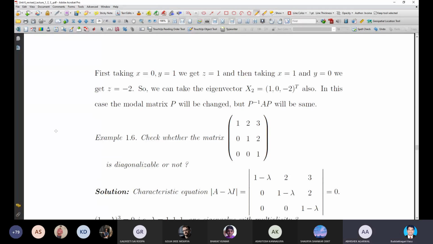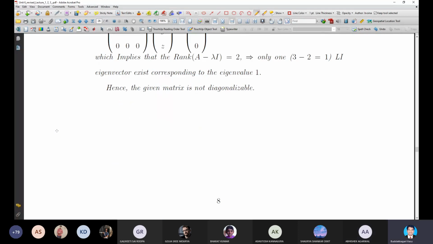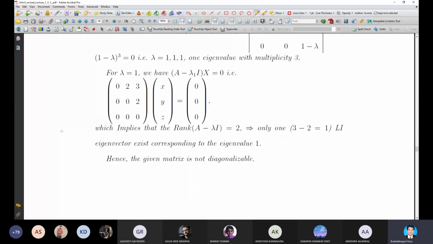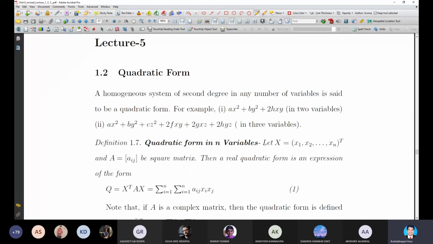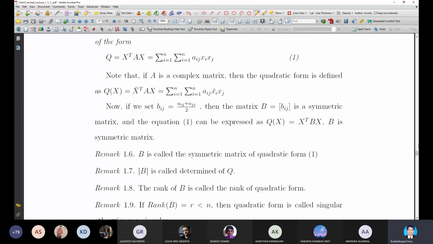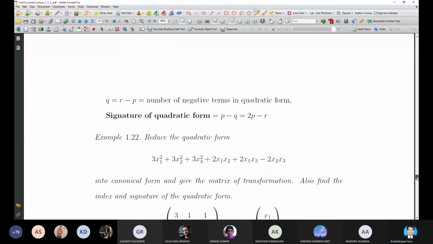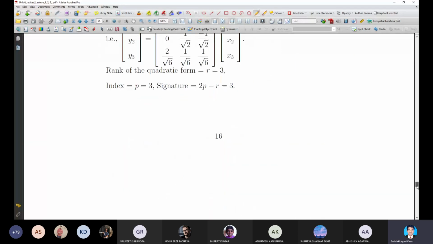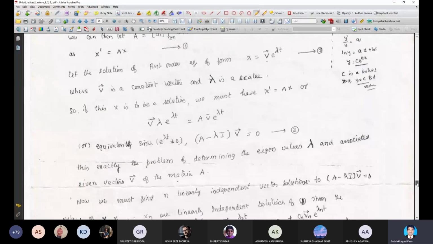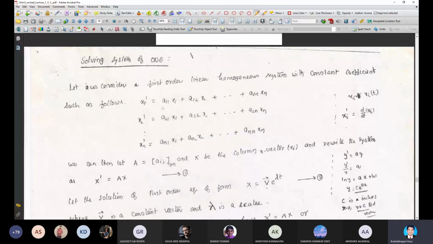Okay, diagonalization and finding the eigenvectors, finding the powers of the matrix. Now quadratic form, we will look at this quadratic form in the next class. I will go for the solution of first order equations, right? Differential equations. Solving system of ODEs.